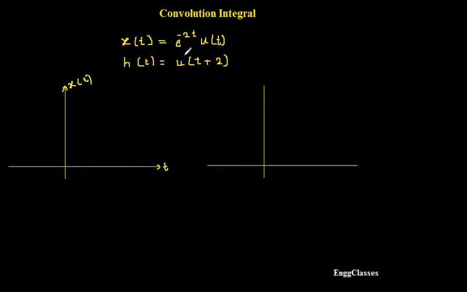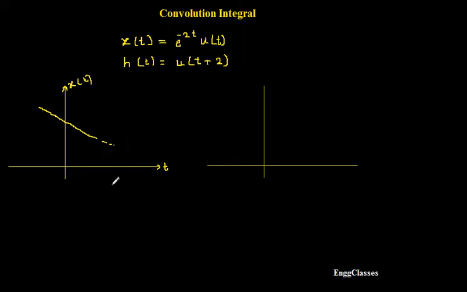If you look here, it is e to the power minus 2t u of t. So first consider sketching e to the power minus 2t. What is e to the power minus 2t? It is an exponential. Is that a growing exponential or a decaying exponential? As it is getting multiplied with minus 2t, so it must be a decaying exponential, which looks something like this, which exists from minus infinity till plus infinity.